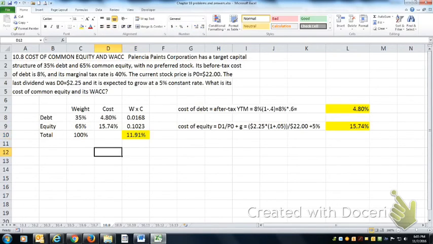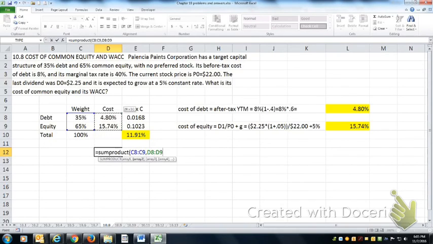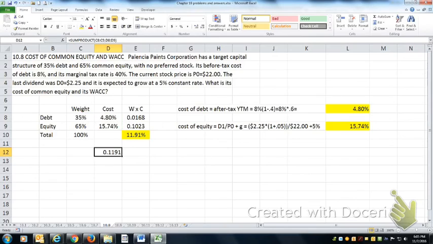By the way, there's a shortcut called sum product. If I did sum product, it'll multiply a column of numbers times another column. So if I took these weights, comma, times these costs, that would give me the same number. It's a shortcut way of doing this multiplication line by line. That's called sum product, and it'll give you the same answer.